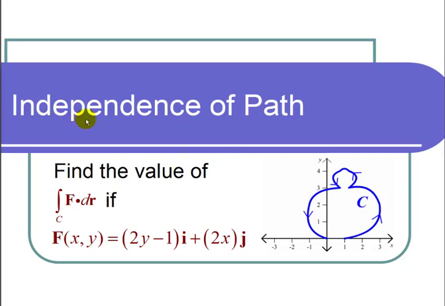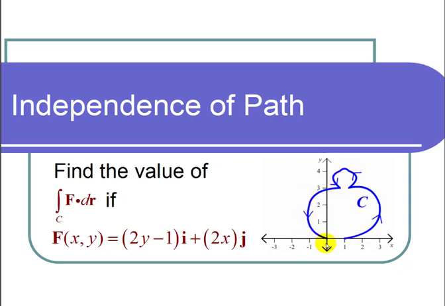This is a video on independence of path. The question states, find the value of the line integral over the curve C of F dot dr if the vector field F is defined as (2y minus 1) i plus 2x j. And this is our C, which is pretty funky, and we're not going to want to parameterize it.